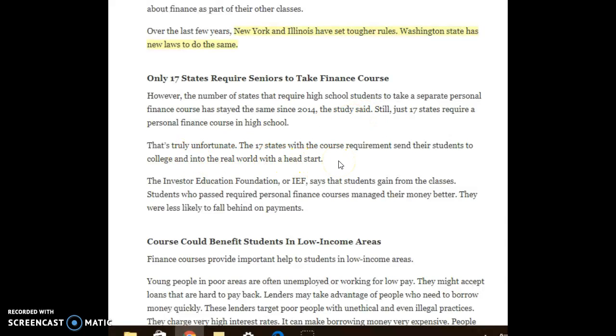The 17 states with the course requirement send their students to college and into the real world with a head start. The Investor Education Foundation, or IEF, says that students gain from the classes. Students who passed required personal financial courses managed their money better. They were less likely to fall behind on payments.